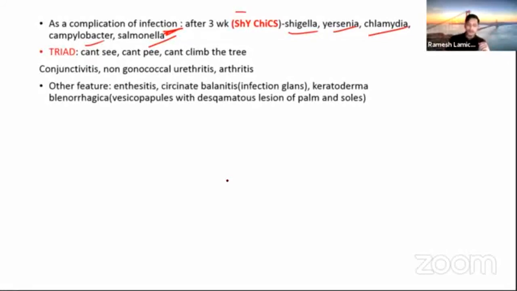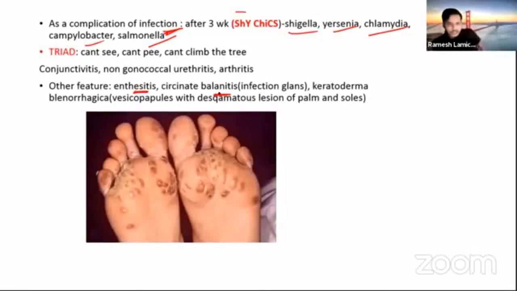What other features can be there in reactive arthritis, apart from the triad? We have enthesitis, and another is circinate balanitis. Circinate balanitis is an infection of the glans, meaning inflammation of the glans penis. Another is keratoderma blennorrhagicum, an important one, right? So I'll show you a figure. See here, you can see the vesicopapules, right? You can see papules arising, and some vesicles with desquamation, a desquamating lesion. You can see the desquamating lesion of the palm and sole. This is called keratoderma blennorrhagicum. This is a feature of reactive arthritis.